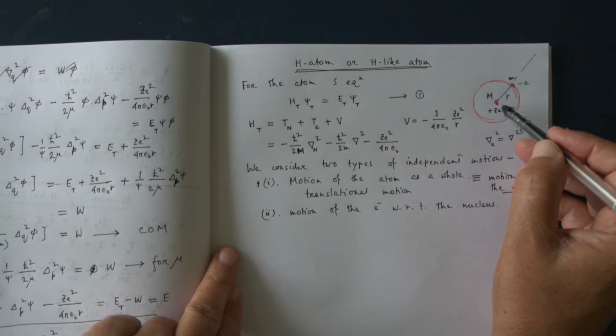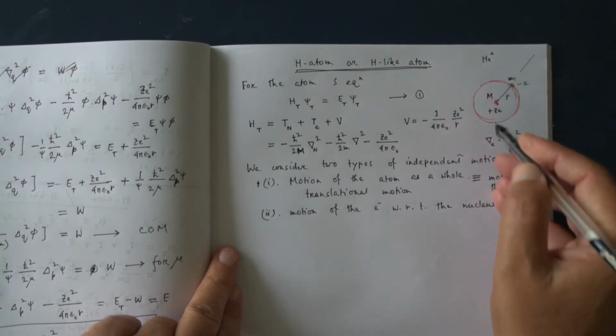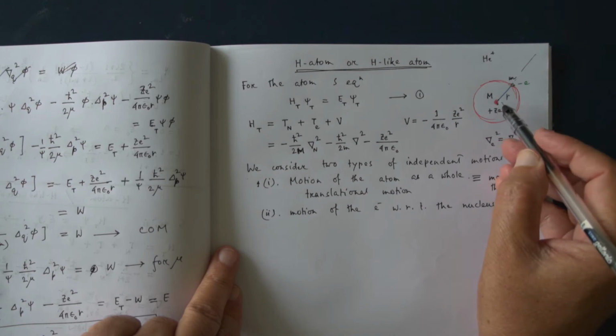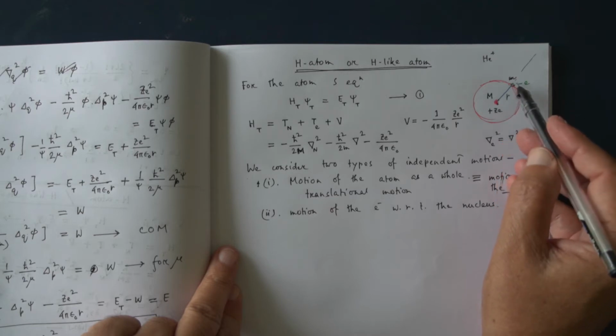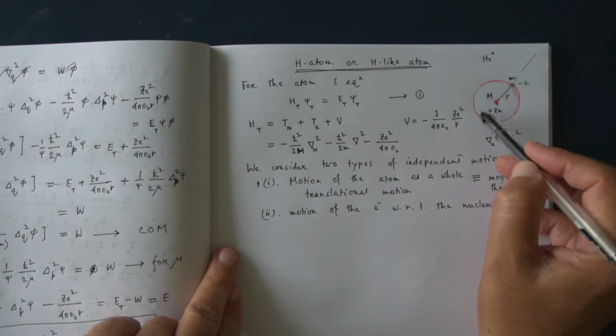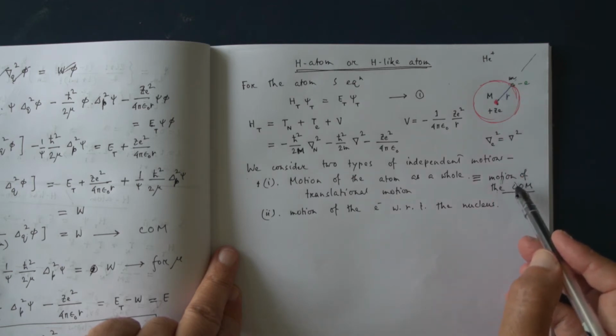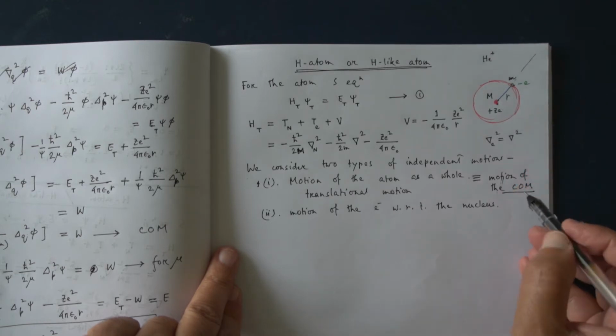But the helium nucleus, if you consider helium plus, then this is the helium nucleus. There are 2 protons and 2 neutrons, so this will be much heavier than the electron. Therefore, the center of mass will be very close to the nucleus. So the atom is moving as if the center of mass is moving. And the center of mass means one point, so it will have a coordinate.